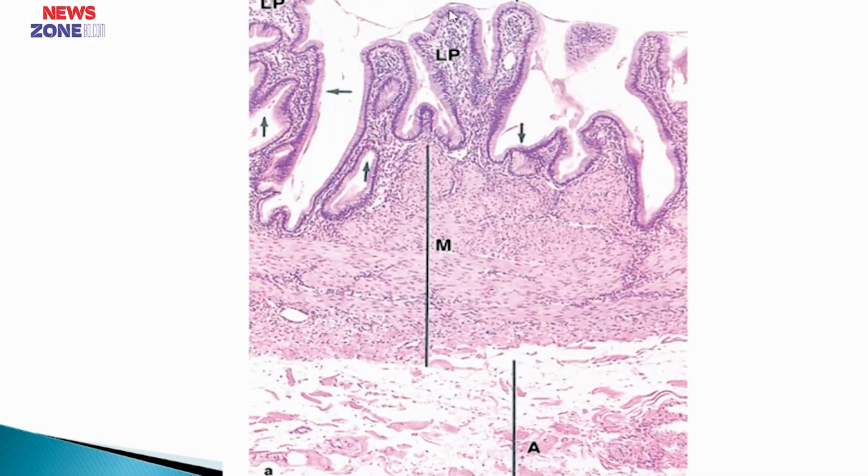And this is the histological structure of the gallbladder, where we can see this is the lining epithelium, which is simple columnar epithelium with microvilli. This is the lamina propria, this is the muscular layer and this is the adventitia.